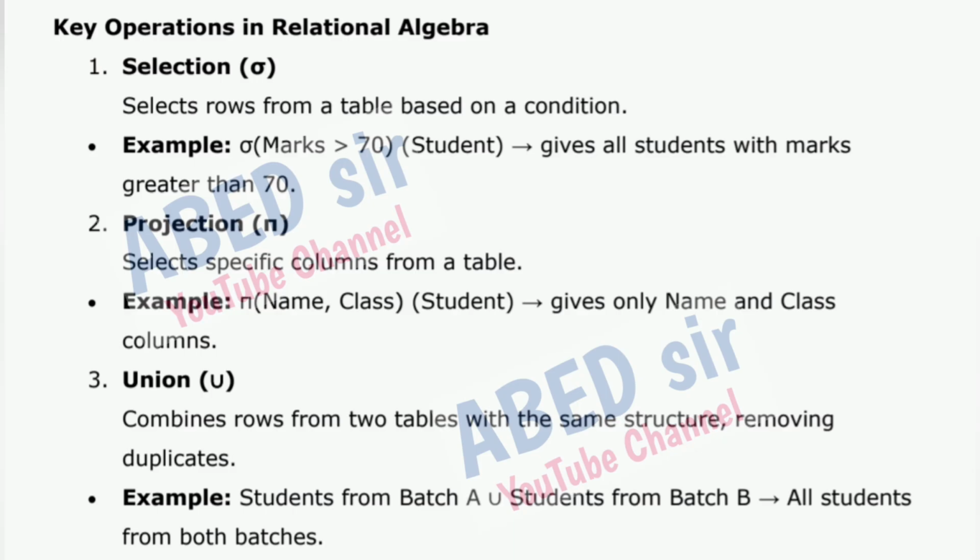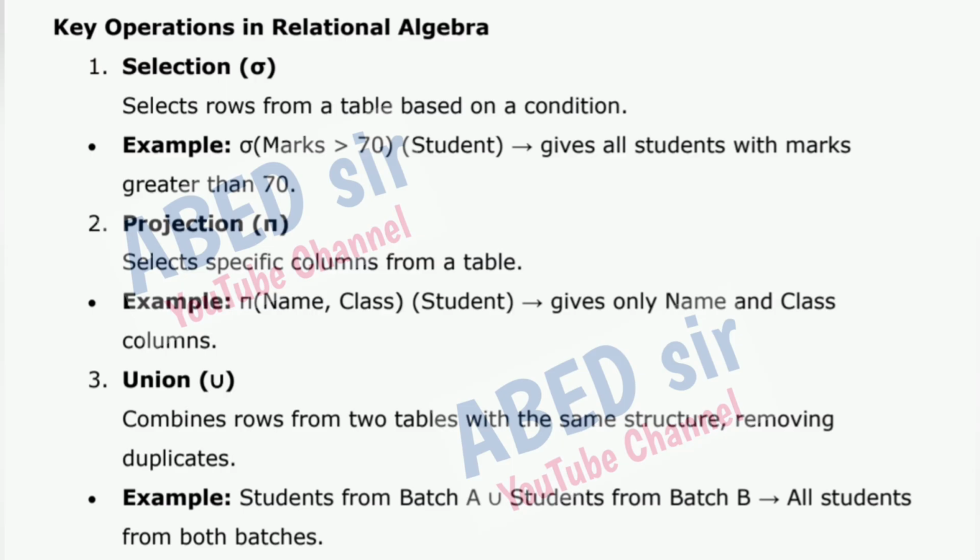1. Selection, sigma. Selects rows from a table based on a condition. Example, sigma marks > 70 (student) gives all students with marks greater than 70. 2. Projection, pi. Selects specific columns from a table. Example, pi name, class (student) gives only name and class columns.